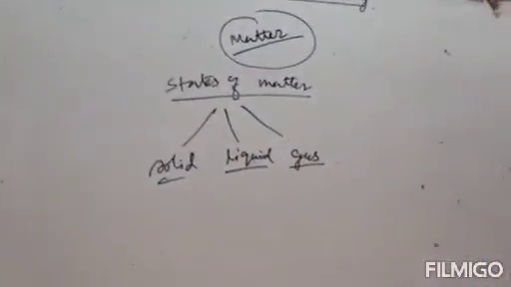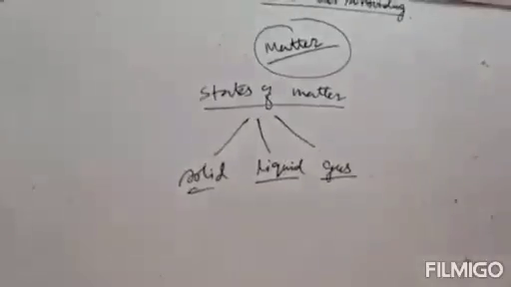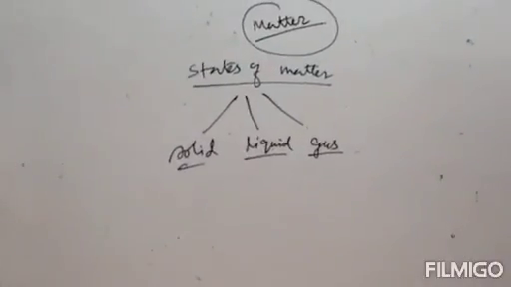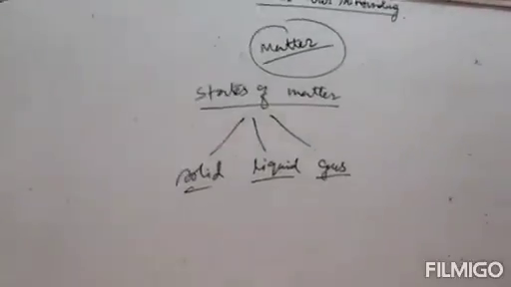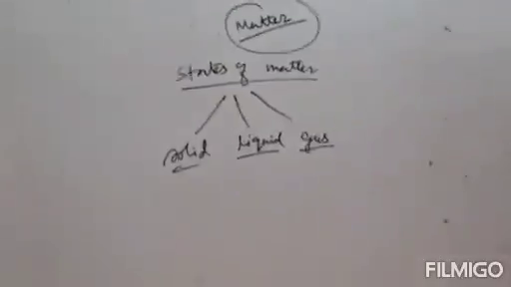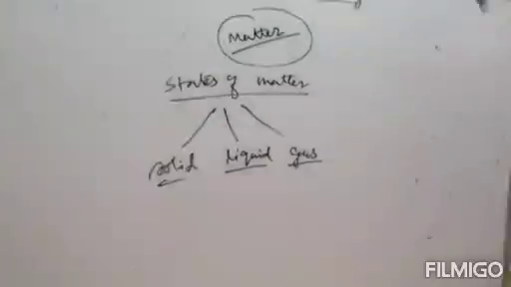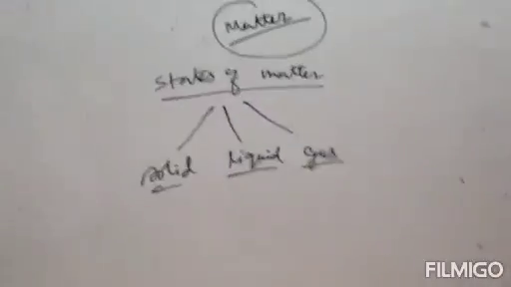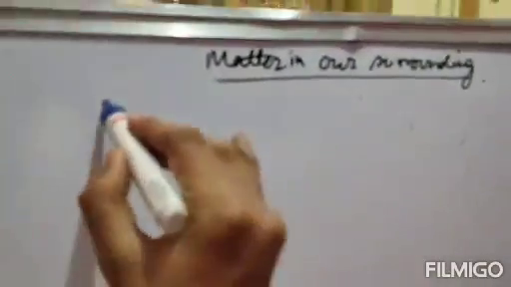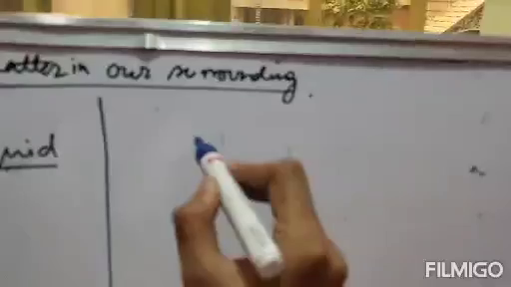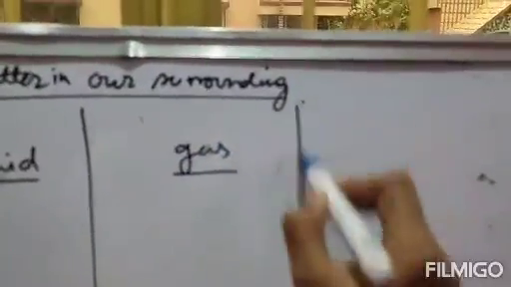Solid have definite properties, liquid have also definite properties, and gas also have definite properties. All these states have definite properties or different properties. Clear? So we will now study the properties of solid as well as properties of liquid and as well as properties of gases. Now, solid. This is the first state of matter. Next, liquid. This is the second state of matter, and the third one is gas. This is the third state of matter.